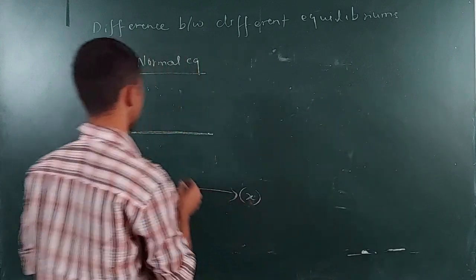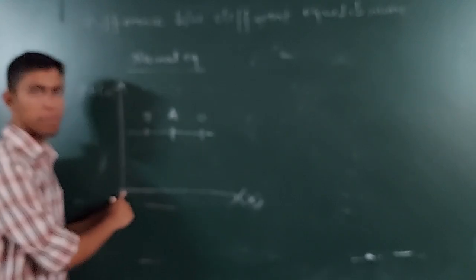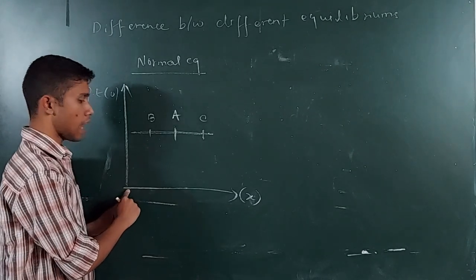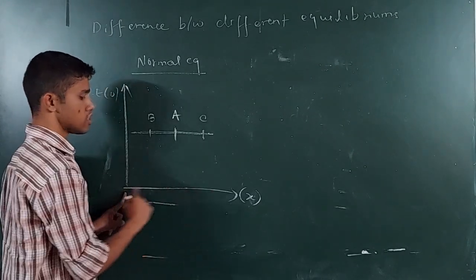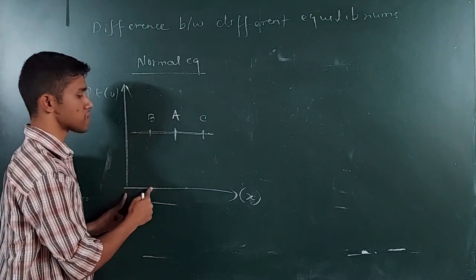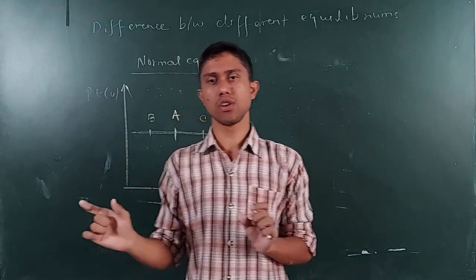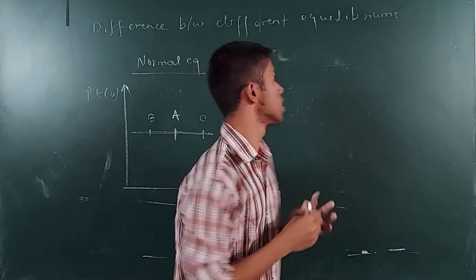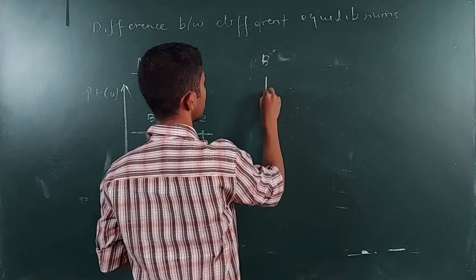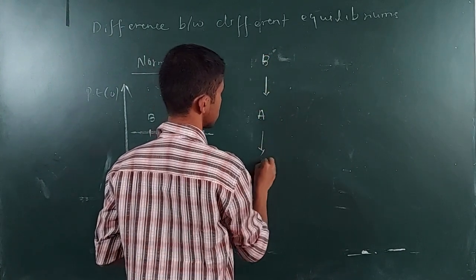I will denote point A in the middle, which is the equilibrium point. I will denote a point B which is before the equilibrium point, and point C which is after the equilibrium point. Now again I will start my journey from x equals 0 and go towards the right side. Which one will I get first? I will get B first, afterwards A, and afterwards C. So I will go from point B to point A to point C, a similar journey.